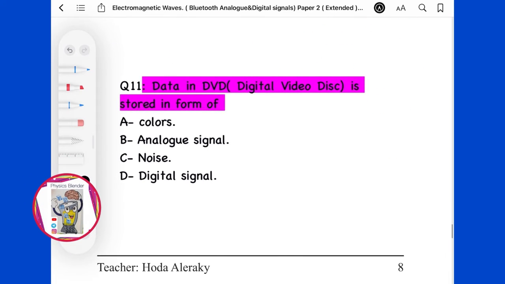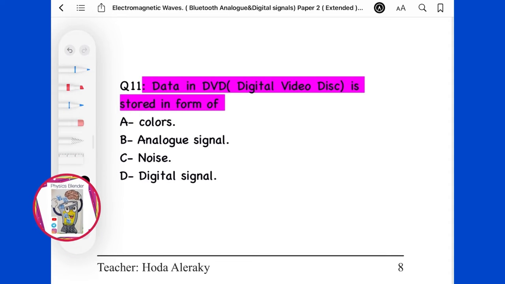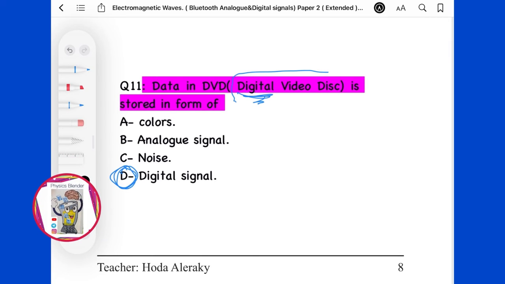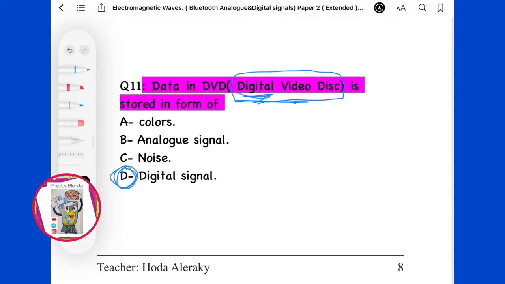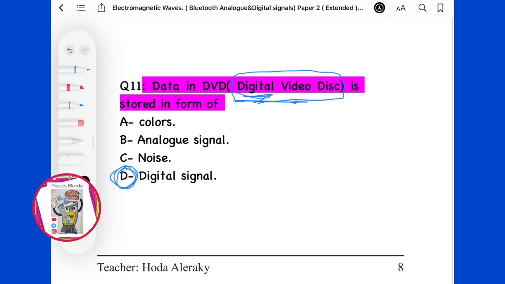Data in a DVD, which is a digital video disc, is stored in the form of, for sure it's digital, it's written here, so it's a digital signal, but this could be missed in the question. So you know that DVD, as I told you, any social media, any software, all these are digital signals, and it's very important to tell me more examples about digital signals.